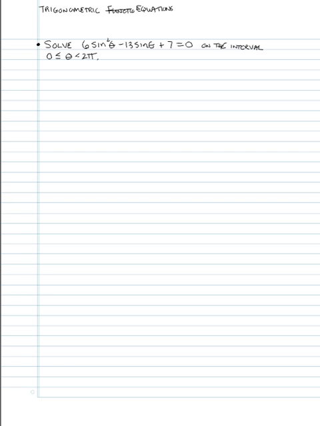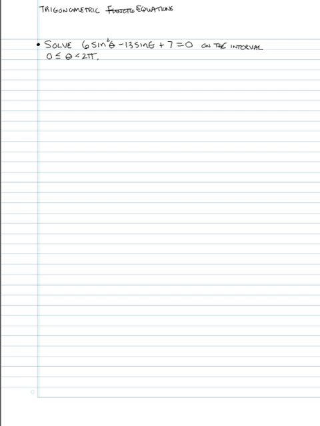So here we have the equation 6 sine squared theta minus 13 sine theta plus 7 equals 0, and we're supposed to find the values of theta that make this true. Now, we have sine of theta occurring twice, and only the sine of theta, but it occurs in 2 different positions. But sine of theta is not a common factor here, is it? Because we have that third term plus 7, and there's no sine of theta factor there.